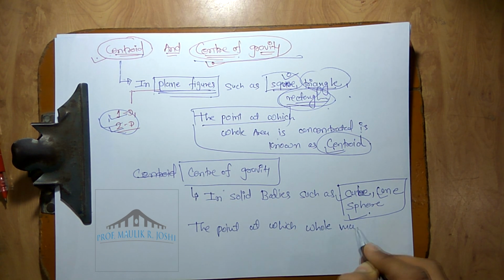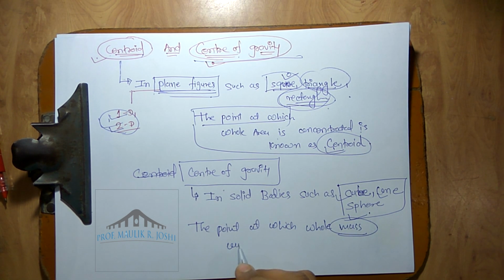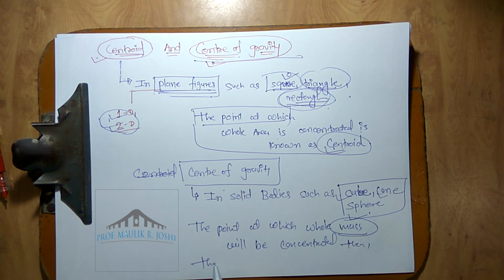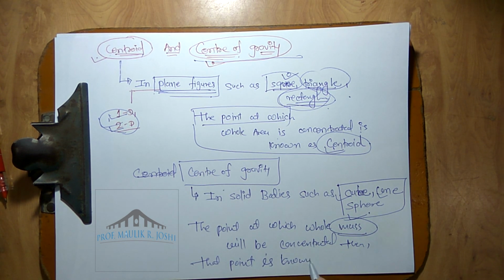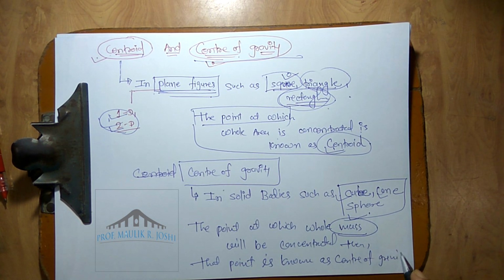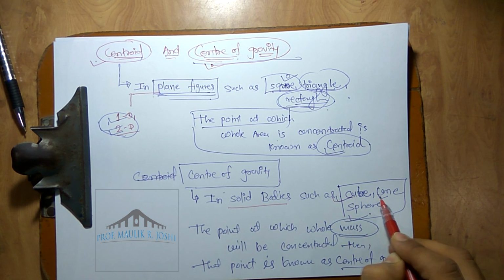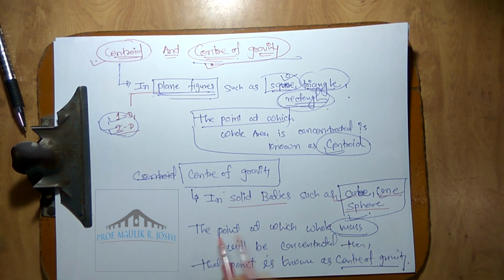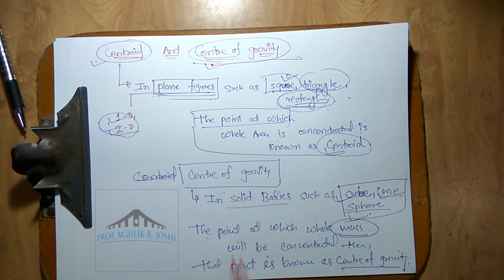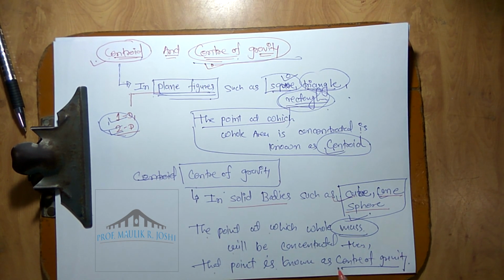in which the point at which whole mass will be concentrated, that point is known as center of gravity. Center of gravity means in the solid bodies such as cube, cone or sphere, the point at which whole mass will be concentrated, then the point is known as the center of gravity.